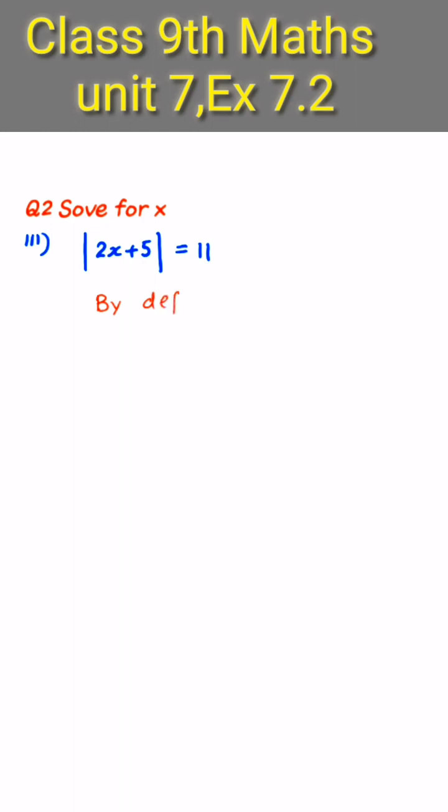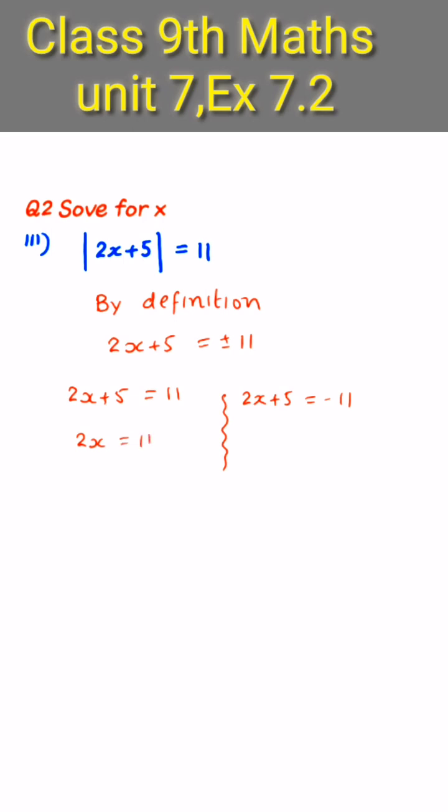By definition, 2x plus 5 will be equal to plus minus 11. Here we have two cases. 2x plus 5 will be equal to plus 11, and 2x plus 5 is equal to minus 11. 2x will be equal to 11 minus 5. 2x will be equal to 6. So x will be equal to 6 by 2. The value of x will become 3.